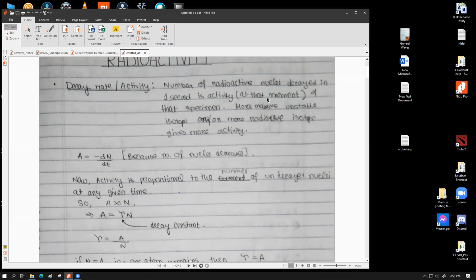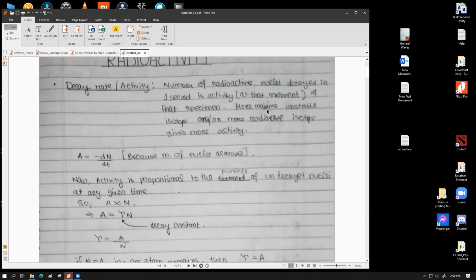Which means if you start at t equals 0, then after 1 hour, 2 hours, or 2 days, 3 days, you should not expect the exact same activity. The activity will reduce because the number of available nuclei which can undergo nuclear breakdown will become less, because they have already undergone breakdown. A more massive unstable isotope and/or a more radioactive isotope gives more activity. More massive just means bigger in mass. So if you have more unstable nuclei, or more mass of less unstable nuclei, both of these factors individually or simultaneously can increase the activity of a specimen.